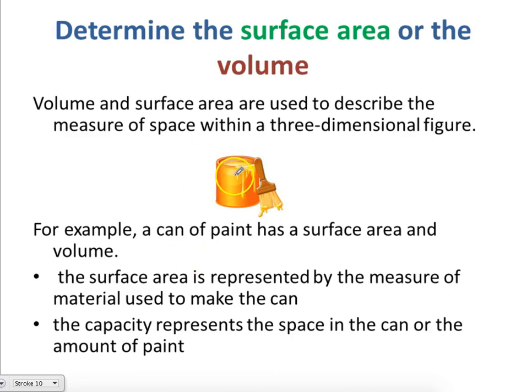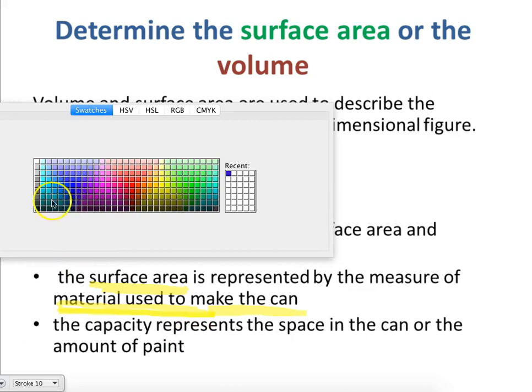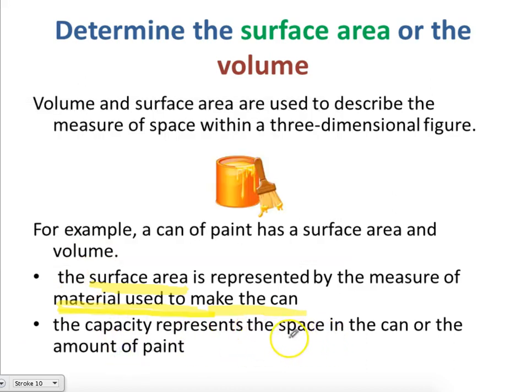So we can describe both the surface area and volume with a can of paint. I always say this: take a can of paint, and it's a really easy way to describe both surface area and volume. So if we have a can of paint, the surface area is represented by the material used to make the can. That's the stuff on the outside, the material that makes up the can. That would be our surface area. Whereas the volume is the space in the can. It would be the paint, the actual paint. The amount of stuff inside the can of paint is the volume.